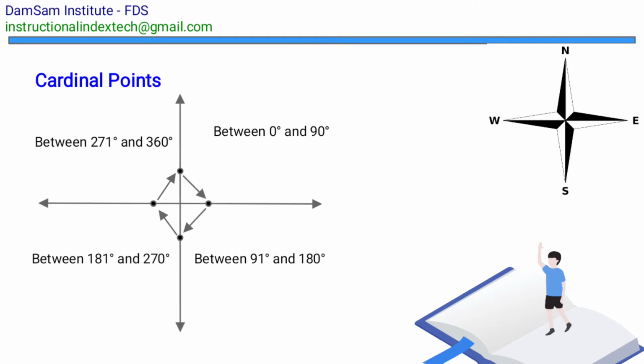Provided that we are given a certain bearing, we can easily identify that, okay, with this magnitude of an angle, it should fall inside 0 to 90 or 91 to 180 or 181 to 270 or 271 to 360 as the case may be. We'll be looking at various examples as we proceed in this lesson.